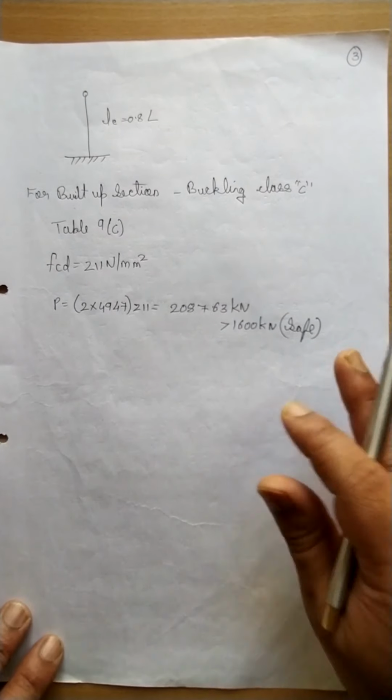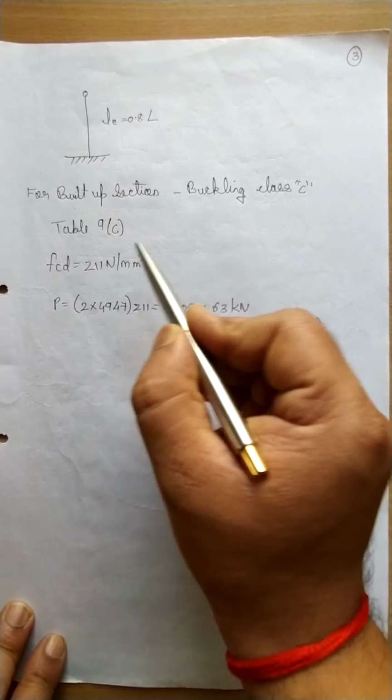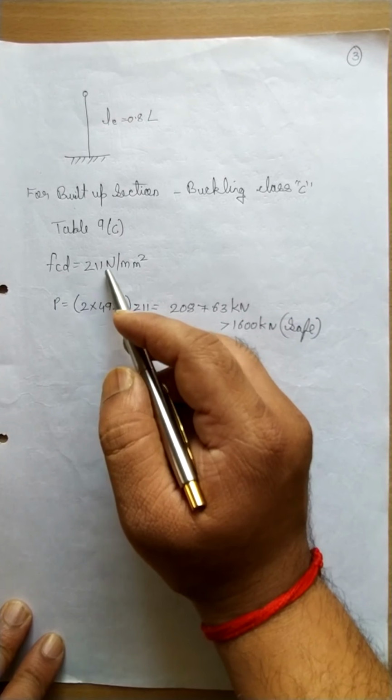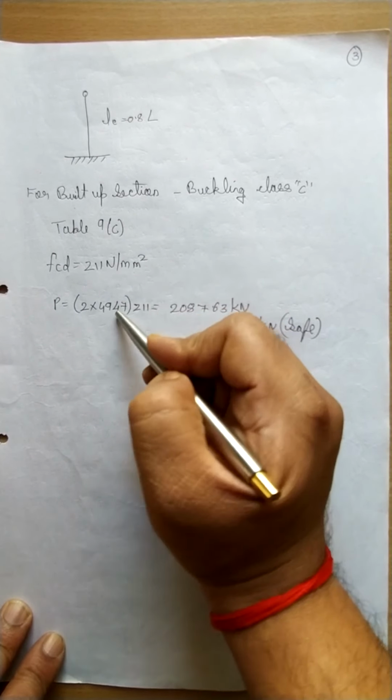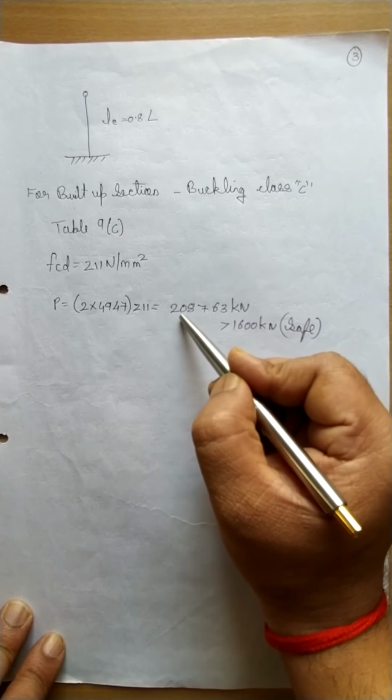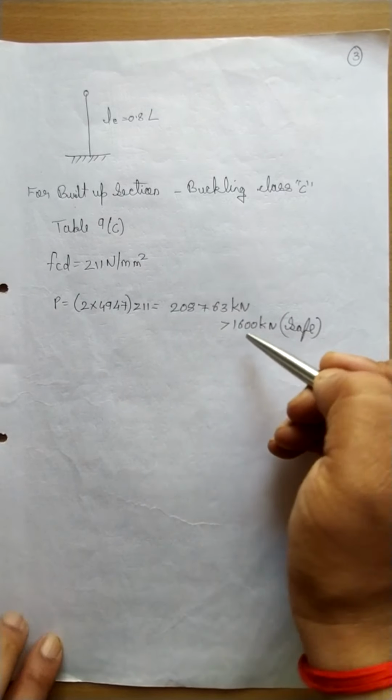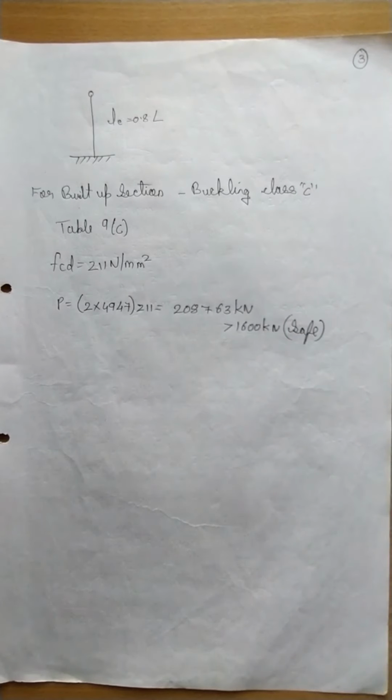Now as the section is a built-up section from table number 10, it will again be buckling class C. Referring to table number 9C, we get the FCD value, which is 211 Newton per mm square. Substituting it, we have seen that it is 2087.63 kilonewton, which is greater than the factored load of 1600 kilonewton. So this is a safe section. So we can use the ISLC 350 at 38.8 kg per meter. So this is how to solve a column numerical for compressive forces. So thank you. Be home, stay safe.